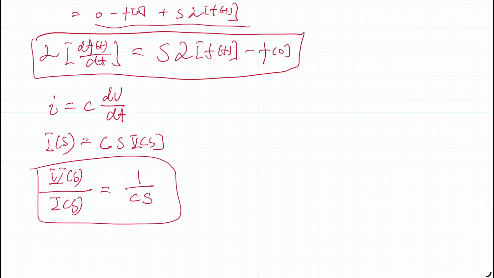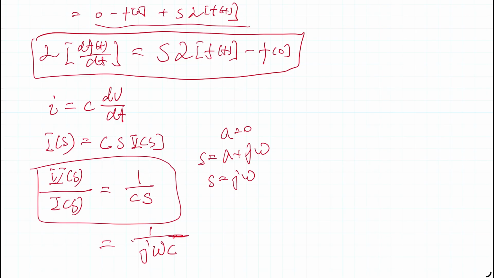Normally, s equals sigma plus j omega. For steady state, sigma equals 0, so s equals j omega. So when you plug in, you get 1 over j omega C. That's basically the impedance of the capacitor.